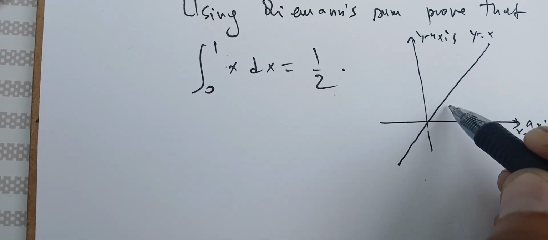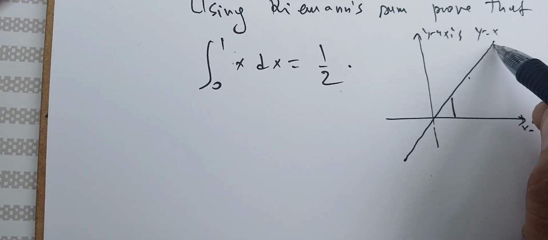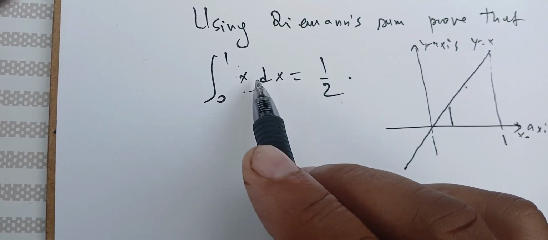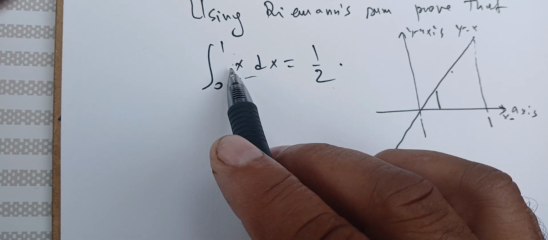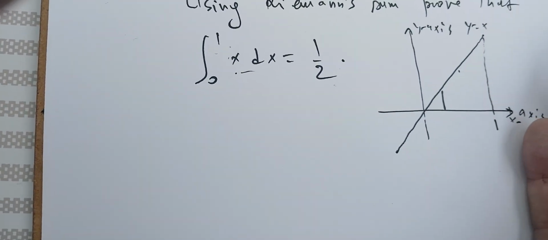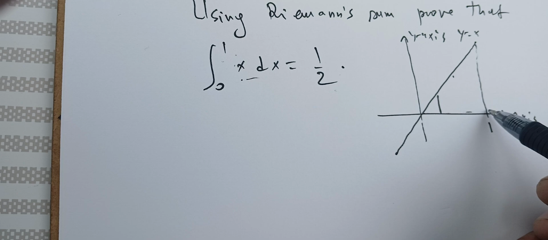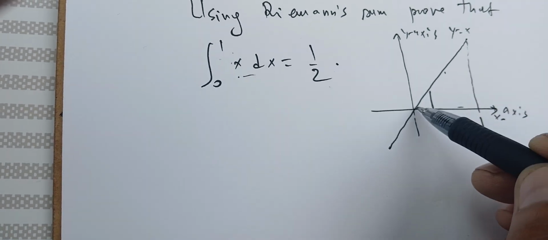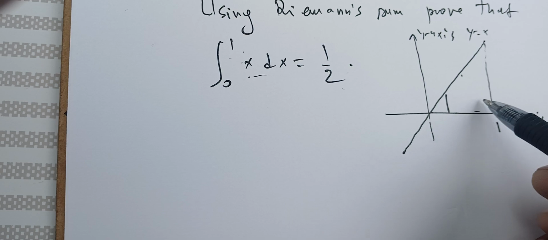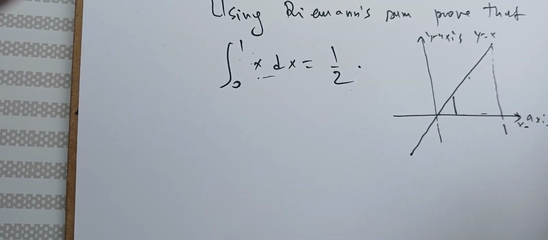But first, let's see what we can get. Assume that this is 1. So what this is saying is that the integral between 0 and 1 of x is 1/2. We can use geometry to see that the area here, this is a triangle, having base 1 and height 1. Therefore, the area is 1 times 1/2, which is 1/2.